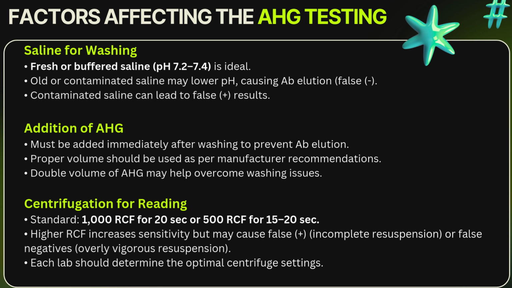So moving on to the addition of AHG, it is important that it is added immediately after washing to prevent antibody elution. Make sure to use the proper volume as per the manufacturer's recommendations. If you're encountering issues, increasing the volume of your AHG can sometimes help, but always follow the guidelines. Finally, let's consider centrifugation. Standard settings are usually 1000 RCF for 20 seconds or 500 RCF for 30 to 60 seconds. However, remember, higher RCF might increase sensitivity but also cause issues like false positives due to incomplete resuspension or false negatives from overly vigorous resuspension.